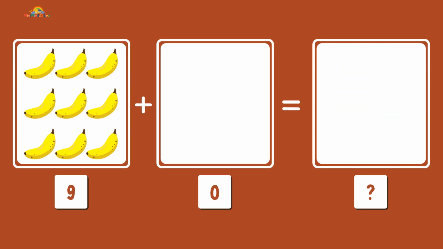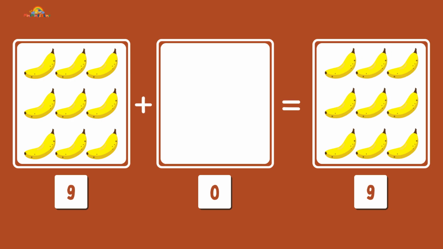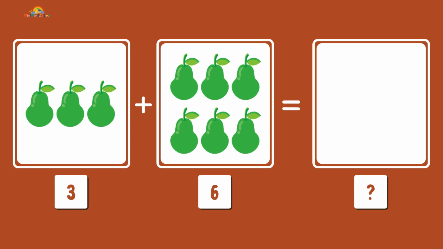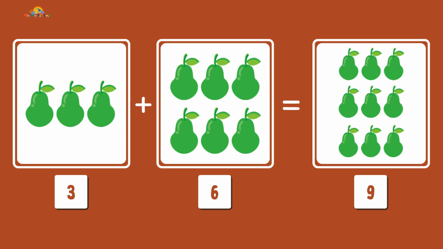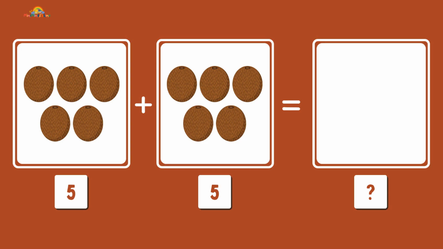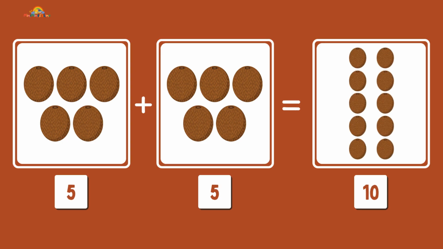We have 9 bananas and 0 bananas. Let's count them together. So, 9 plus 0 equals 9. We have 3 pears and 6 pears. Let's count them together. 1, 2, 3, 4, 5, 6, 7, 8, 9. We have 5 coconuts and 5 coconuts. Let's count them together. So, 5 plus 5 equals 10.